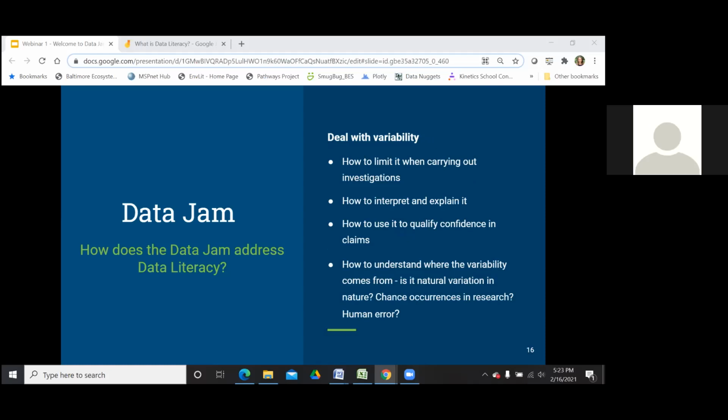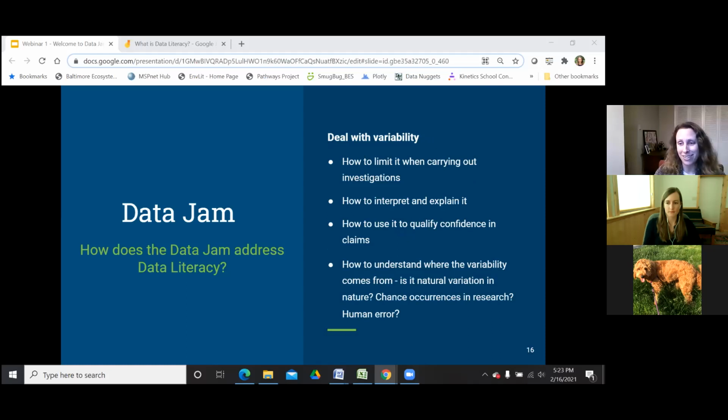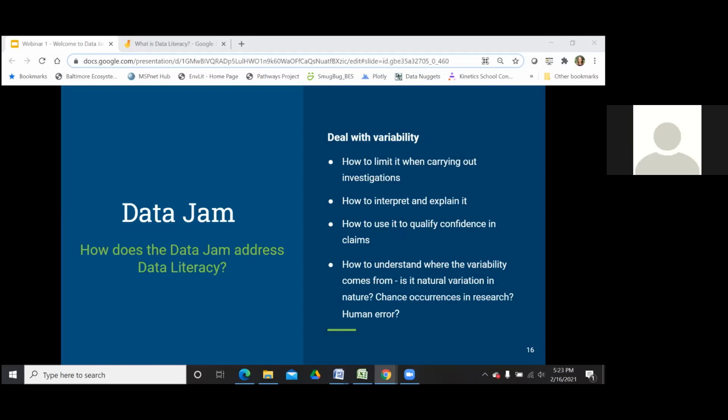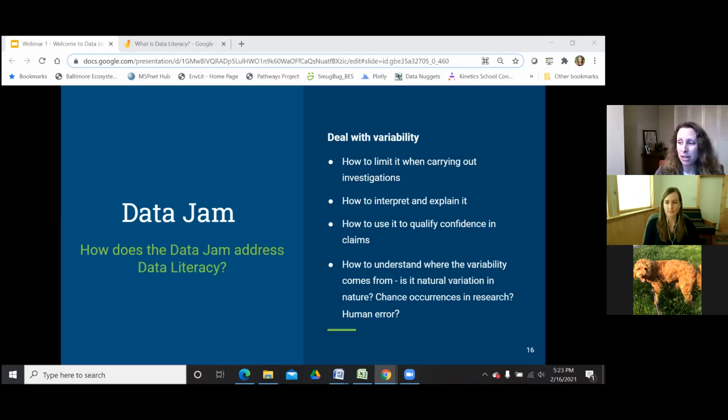And finally, dealing with variability. So variability comes with data. It just does. And the Data Jam really helps students think about how they can limit variability, not just when carrying out an initial investigation, but then also if they do see a lot of variability in their data, they need to interpret it and explain it. They also need to be able to explain where this variability comes from. Is it natural variation in nature, chance occurrence in research, human error? And the Data Jam does a really good job in supporting students as they deal with variability in their data set.